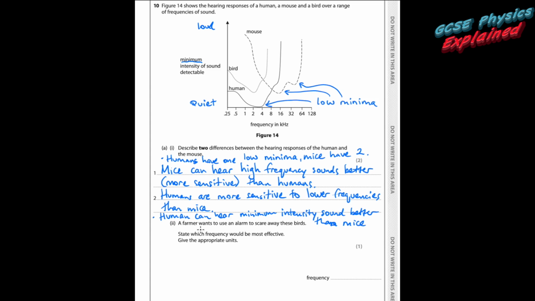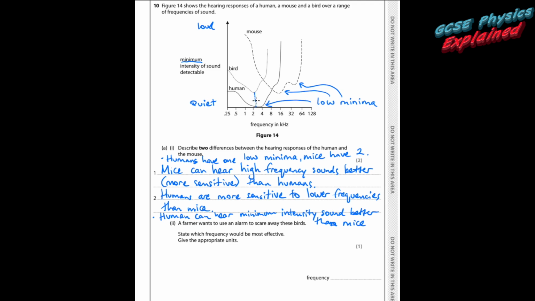Part 2. A farmer wants to use an alarm to scare away these birds. State which frequency will be most effective and give the appropriate units. Right, when are birds most sensitive? It's when the frequency is, well, if that's 2 and that's 4, that'd be 3 there, so that's about 2.5 kilohertz.